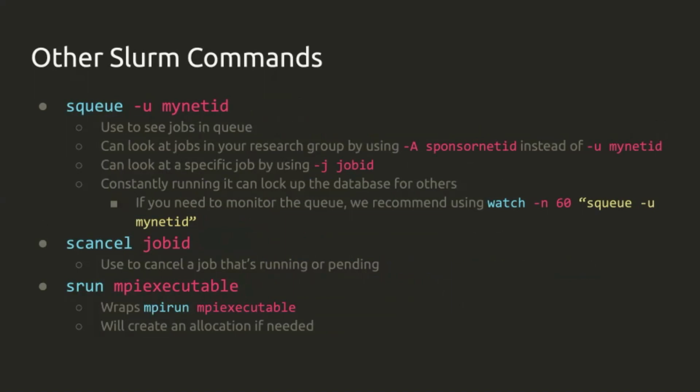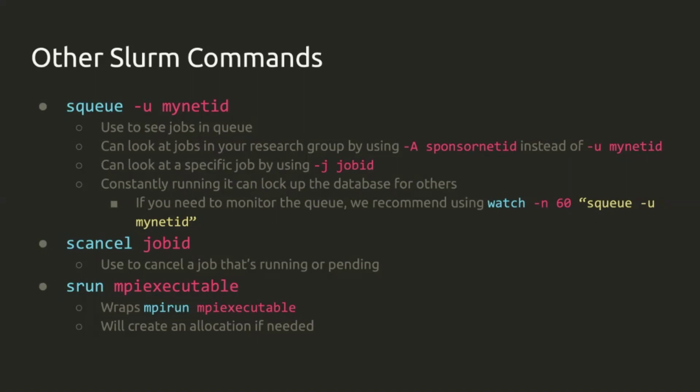And in that case, you'll be using your sponsor's net ID instead of your net ID. And just like as if you were doing that -u flag, it'll show all of the jobs across your research group, all of the ones that are pending and the ones that are currently running. You can also look for a specific job if you have its job ID, and you can use the -j flag to do that.